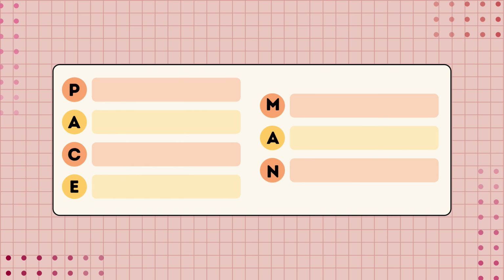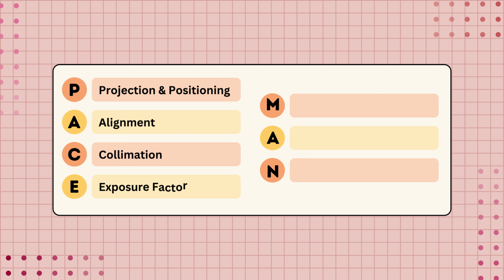PACEMAN is a method used to critique the radiograph, whether to reject or accept it. It consists of important points to be looked at. P is for positioning and projection. A is for alignment. C is for collimation. E is for exposure factor. M is for marker. A is for aesthetic, and lastly, N is for name or patient's ID.